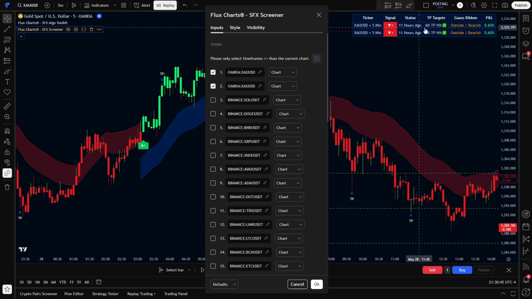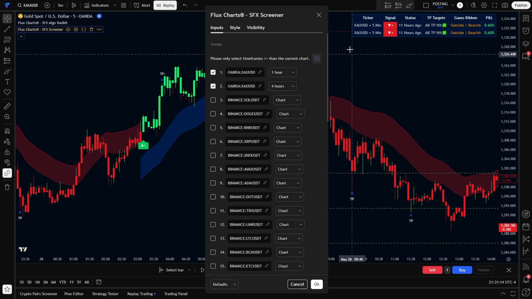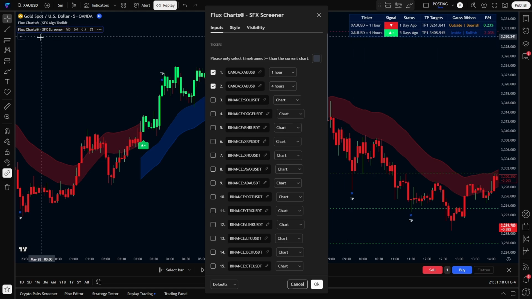Basically, if you don't know, this tool is a screener that is screening features from the SFX Algo Toolkit, but it's doing this on other time frames, so we don't have to be watching the charts of those higher time frames, and we can still get information from them. So we'll set our first time frame to be the 1 hour, and we'll set our second one to be the 4 hour. This means we're watching what the SFX Algo Toolkit is doing on the 1 hour and 4 hour time frames for gold's chart.